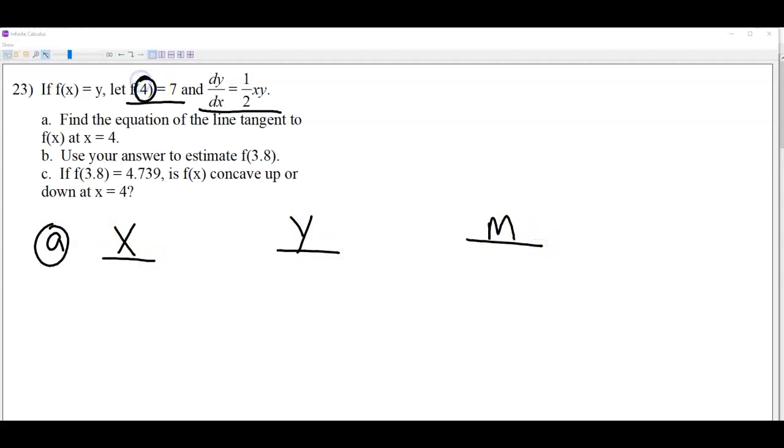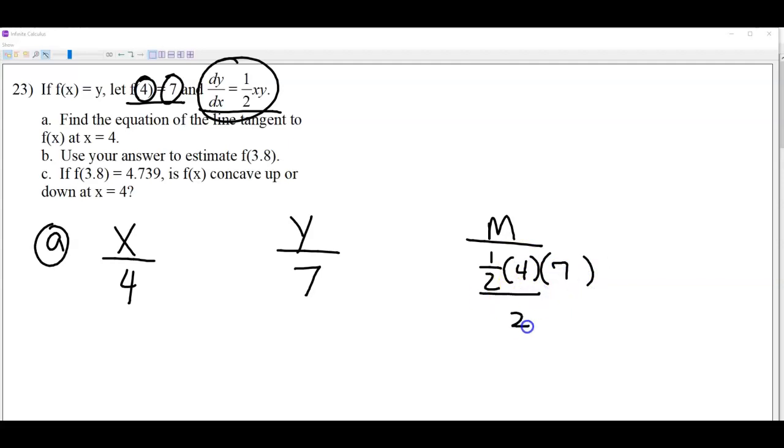The x value is the one in the parentheses, and the y value is the one outside the parentheses. Now the slope is going to be the derivative of f. That's what this is right here. So the derivative of f, and you're going to plug the x value and y value in. So my x value is 4, my y value is 7. Half of 4 is 2, and 2 times 7 is 14.